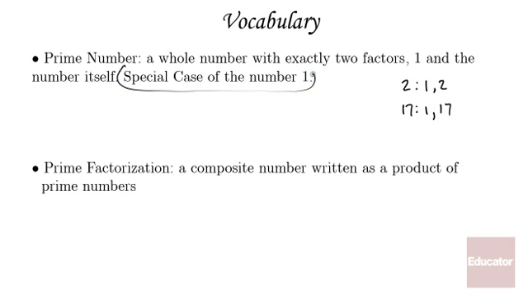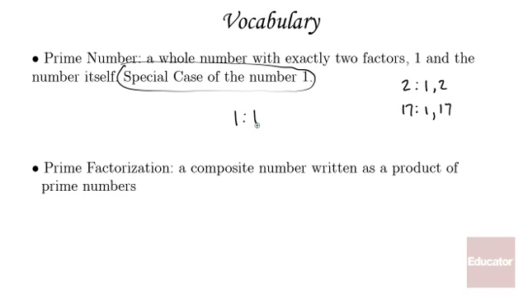The special case is the number 1. 1 is neither a prime number nor a composite, because if you think about 1, its only factors are 1 and itself, which is still 1. So there are not even 2 factors, such as 1 and itself. So 1 is a special case.